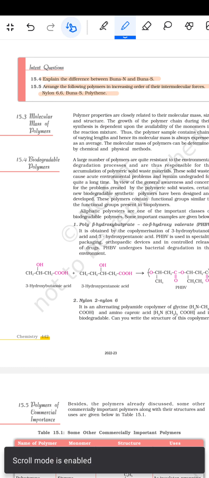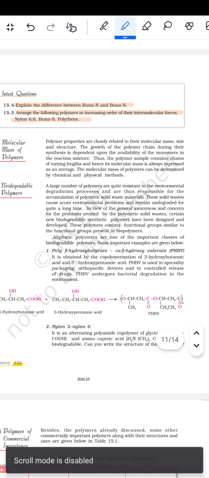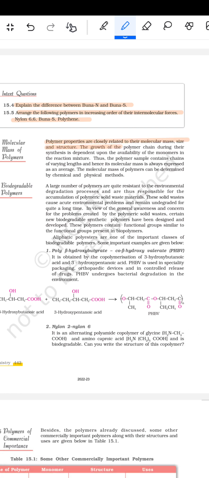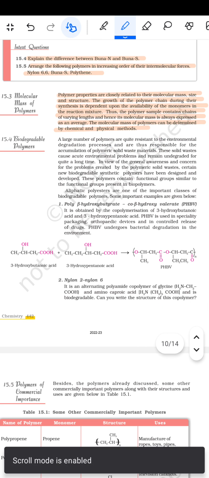Now the molecular mass of the polymer. तो polymer properties are closely related to their molecular masses, size and structure. The growth of the polymer chain during synthesis depends upon the availability of the monomers in the reaction mixture. Thus the polymer sample contains chains of varying length and hence its molecular mass is always expressed as an average. The molecular mass of polymers can be determined by chemical and physical methods. तो पहला, इसके बाद फिर आता है बायोडिग्रेडेबल पॉलीमर.